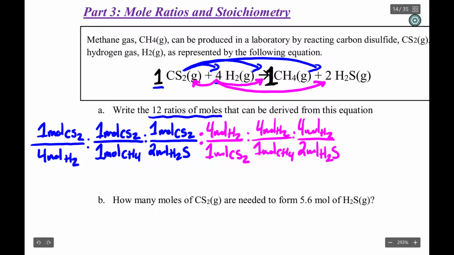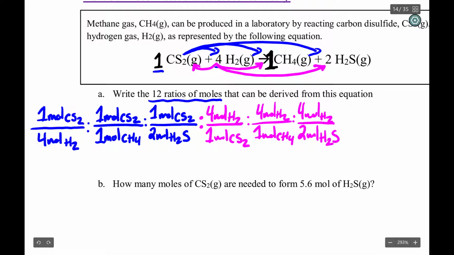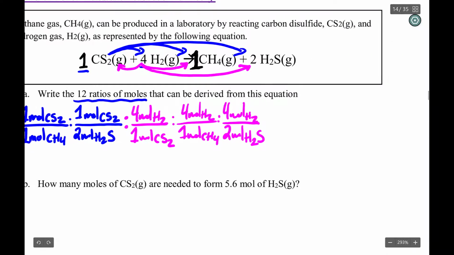Now, if you're wondering, do I really have to write these subscripts under here? The answer is absolutely, because we have to cancel out units, and it's not just canceling out moles, but moles of a specific substance. You actually need to have a subscript of what substance it is. All right, we're halfway there.